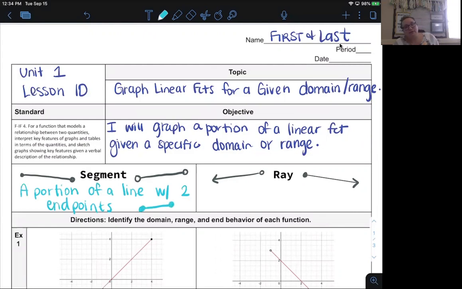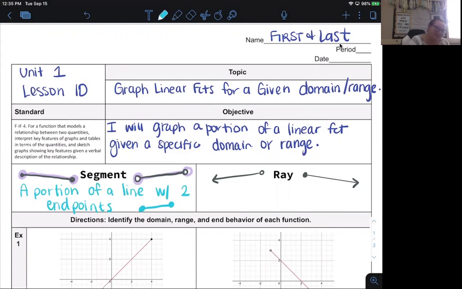So what I've included here by the word segment are two examples of what a segment might look like. You could have a segment with two endpoints that are included in the domain and range, and so you have a closed circle. But today we're also going to see some segments where the endpoints are not included in the domain and range. And so as you can see, I have an example here with open circles at either end of those segments. So now let's talk about a ray.